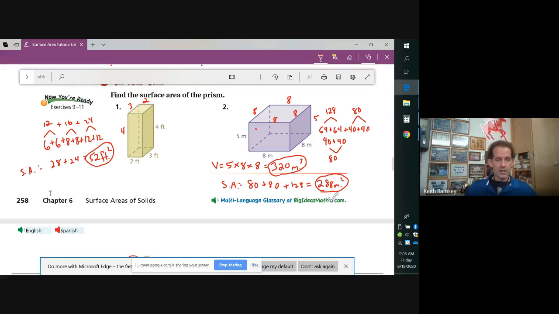The volume for number 1, here's volume, would be length is 2 times width is 3 times the height is 4. So I know 2 times 3 is 6. 6 times 4 is 24 cubic feet.